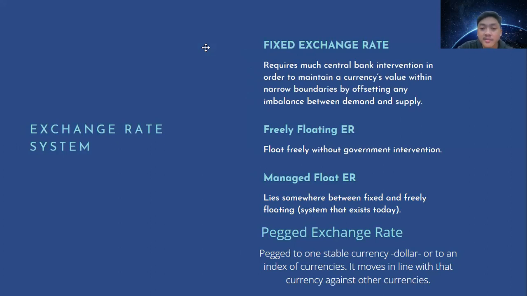And the second one is freely floating exchange rate, float freely without government intervention. And the third is managed float exchange rate, lies somewhere between fixed and freely floating system that exists today. And the last is pegged exchange rate, pegged to one stable currency like the dollar or to an index of currency. It moves in line with that currency against other currency.